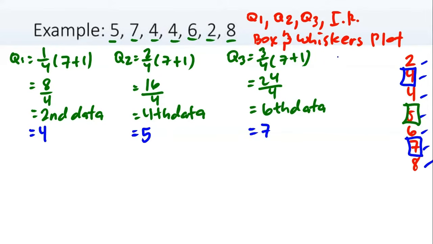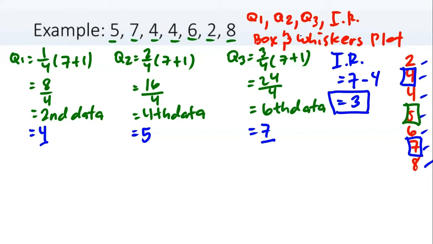How about for the interquartile range? So Q3 minus Q1. So we have 7 minus 4. So yun yung ating interquartile range which is 3 only. So yan yung interquartile range natin.